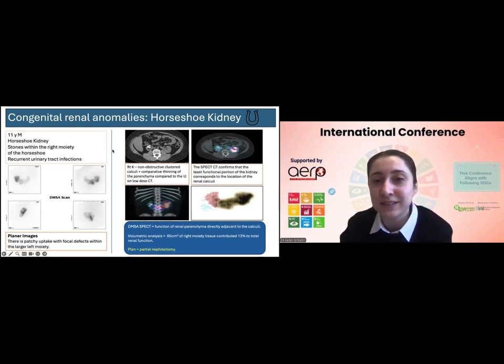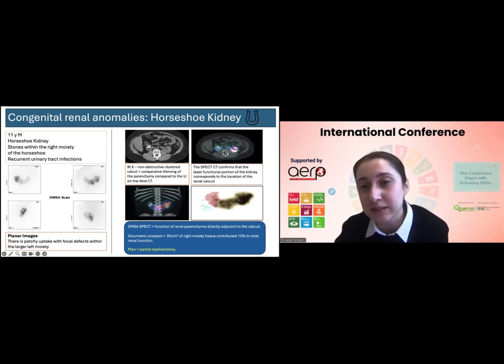They went on to have a CT scan, which showed that there was a non-obstructive calculus, which is the white bit you could see on the left side, with comparative thinning of the parenchyma of the kidney. And then the SPECT CT scan showed that there was actually some reduced activity in direct correspondence to the area of the renal parenchyma where the stone was.